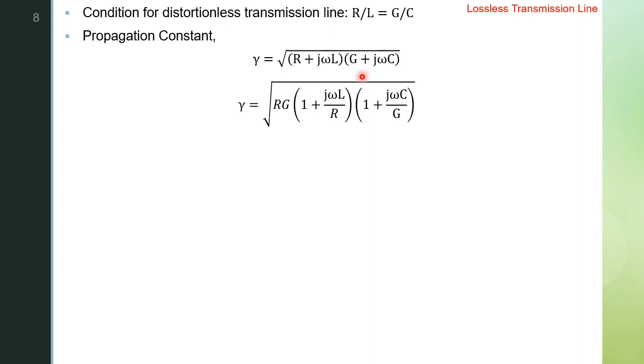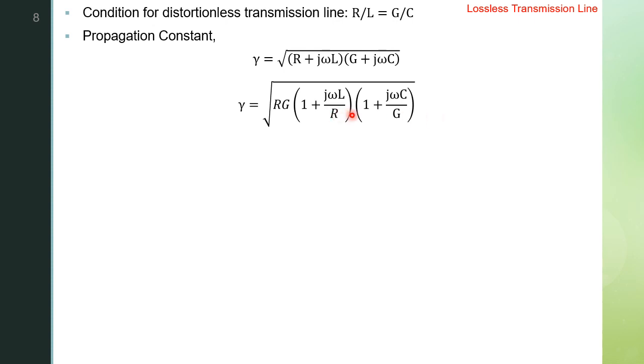When you consider the propagation constant gamma, it is root of (R plus j omega L) into (G plus j omega C). To incorporate the condition R by L equal to G by C, we take R outside from the first term and G outside from the second term. So the expression reduces to root of RG into (1 plus j omega L by R) into (1 plus j omega C by G).